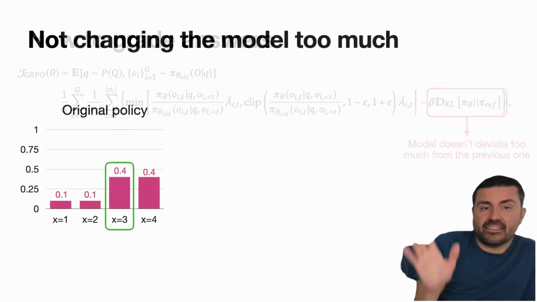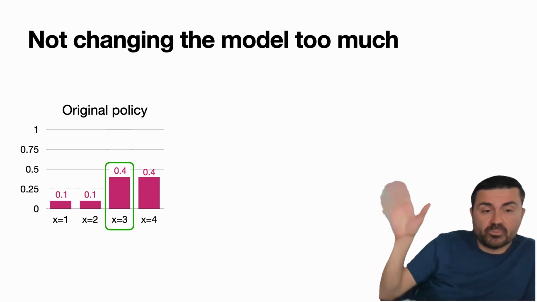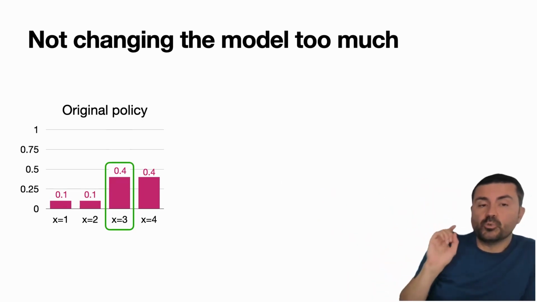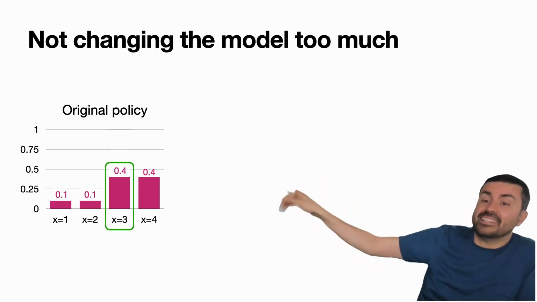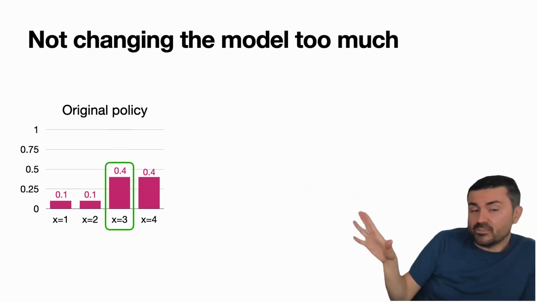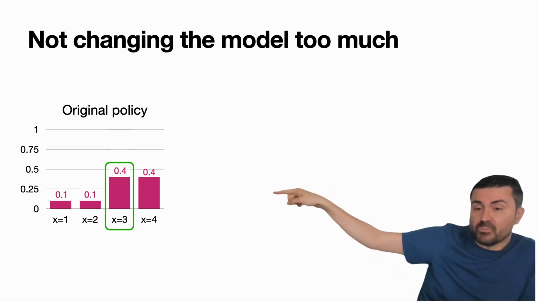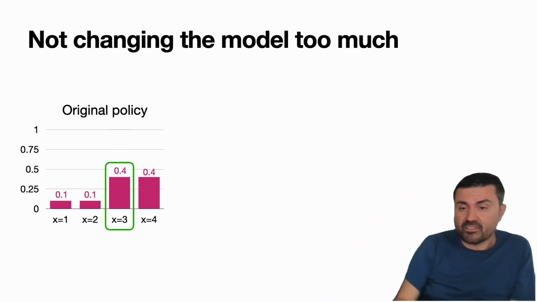So let's say that your original policy gave you this answer. The possible answers for the problem are x equals 1, 2, 3, and 4, and the probabilities are 0.1, 0.1, 0.4, and 0.4, and let's say that the correct answer is 3, x equals 3. So we want the next iteration to improve the probability of x equals 3 to make it bigger and to decrease all the other 3 probabilities.